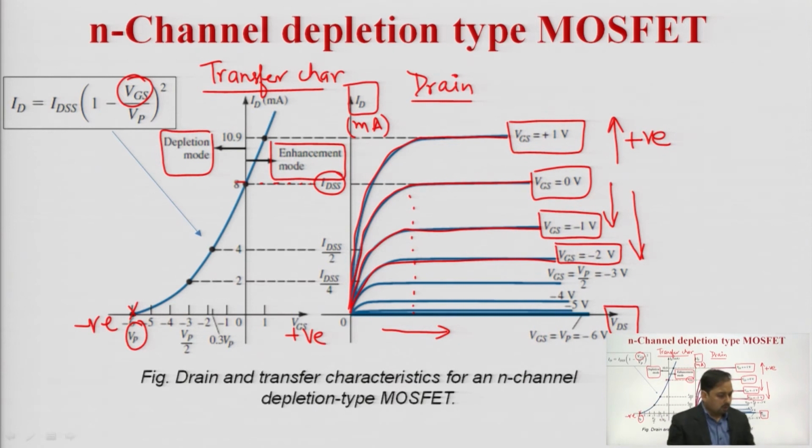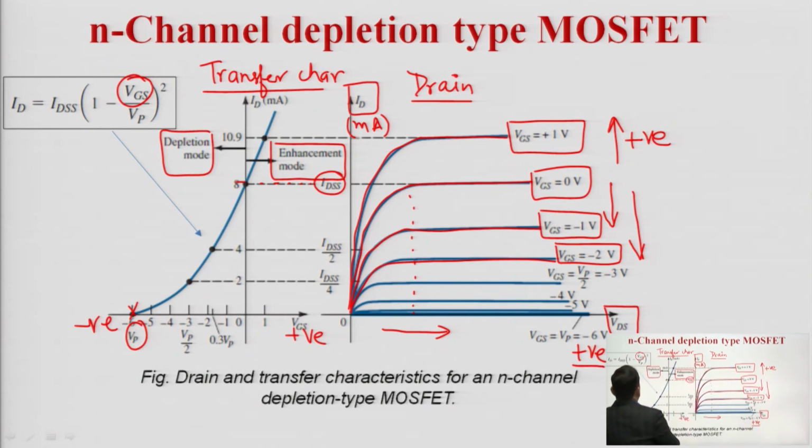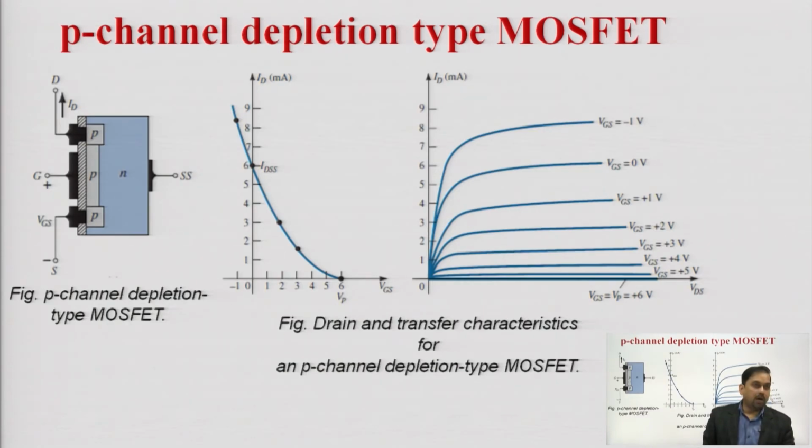Now we can clearly see here that for the N channel, VDS is positive, and VGS can be positive or negative depending upon the mode, either the depletion mode or the enhancement mode. So, for a P channel depletion type MOSFET, what will happen?